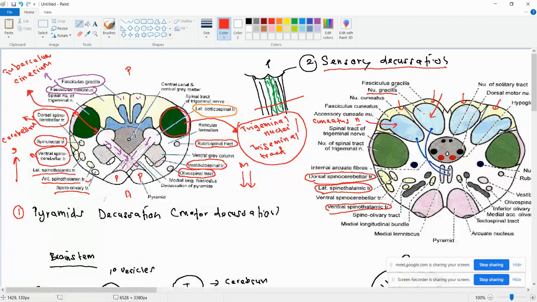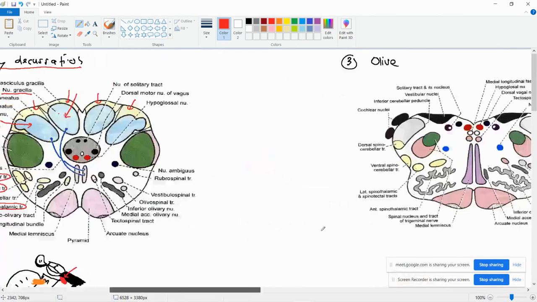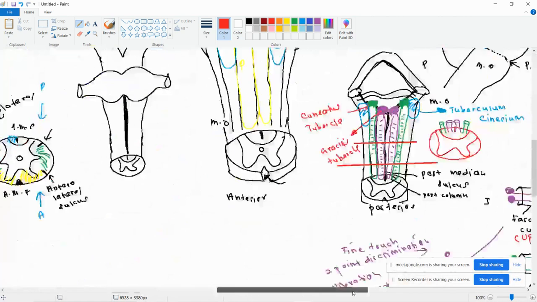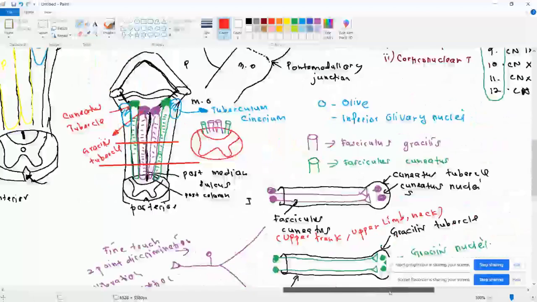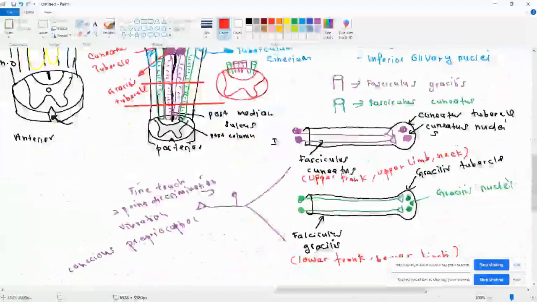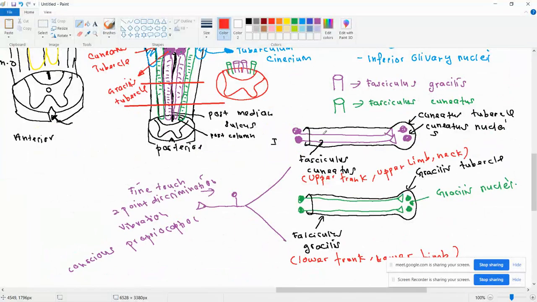Now, again, class, refer to the diagram I made earlier for you all. This nucleus over here, see. Can you see this structure? This is your fasciculus cuneatus, and this is the fasciculus gracilis. Where does the fasciculus cuneatus terminate? At the cuneatus nuclei. Where does the fasciculus gracilis terminate? At the gracilis nuclei. And these nuclei, the cuneatus nuclei and gracilis nuclei, where can you find them? At the sensory decussation level, class.